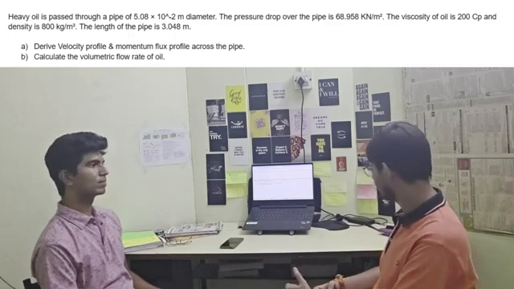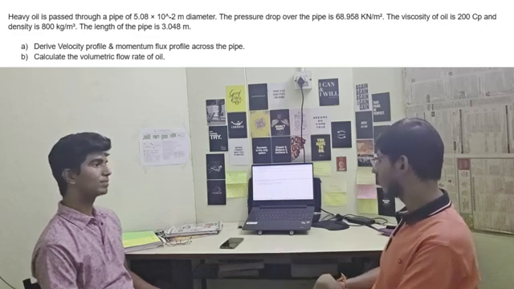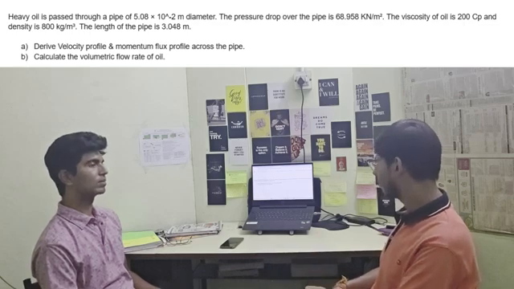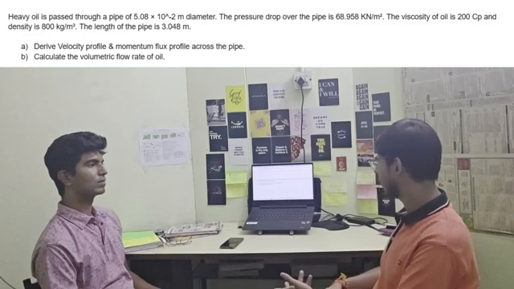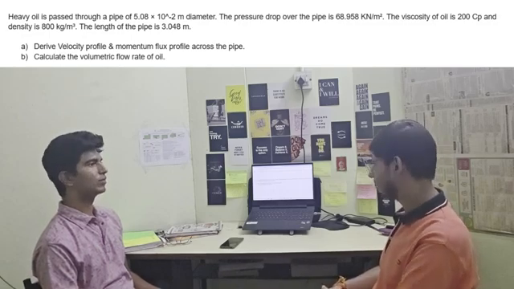And in case of your second part, which is volumetric flow rate, first after getting the velocity, you need to calculate average velocity, and through average velocity you can easily get the volumetric flow rate, because volumetric flow rate is nothing but average velocity into area. So you can easily solve the question using this.